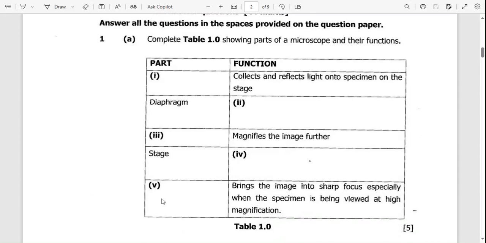Complete the table showing parts of the microscope and their function. Which part of the microscope will collect and reflect light onto the specimen on the stage? This is going to be the mirror. What is the function of the diaphragm? The diaphragm will be able to concentrate light to go on the stage. Okay, concentrate light to the stage.